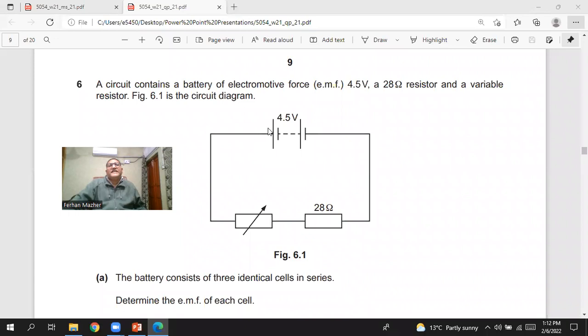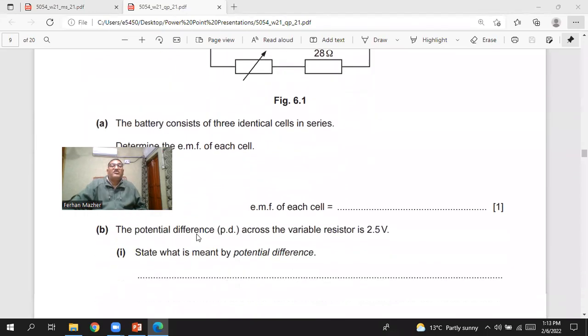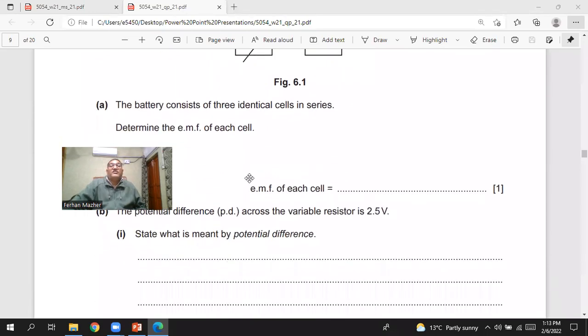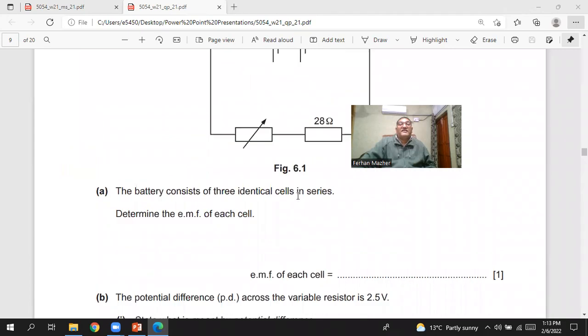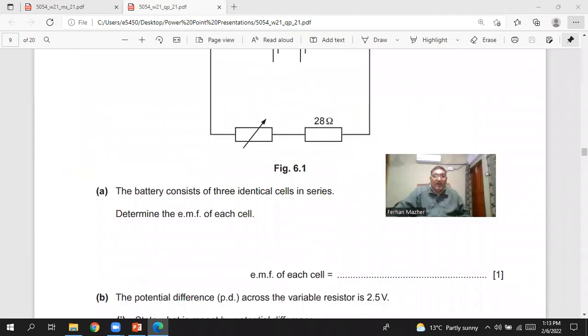So you can see here we have a battery which is 4.5 volt, and here we have a fixed resistor whose resistance is 28 ohm. Here we have a variable resistor, we also call it a rheostat. They both are connected in series with each other. The first question coming up on your screen is a 1-mark question. It says the battery consists of 3 identical cells in series. Determine the EMF of each cell.